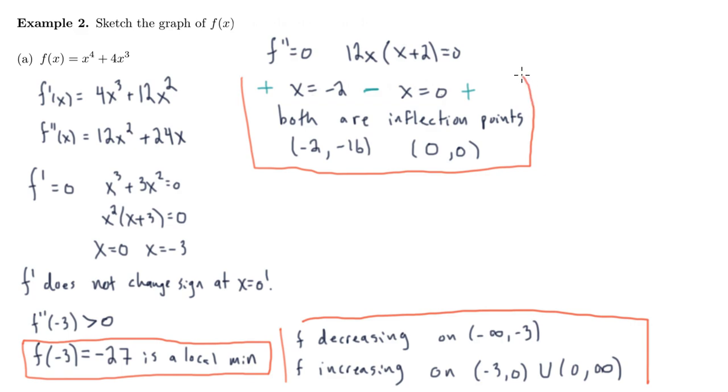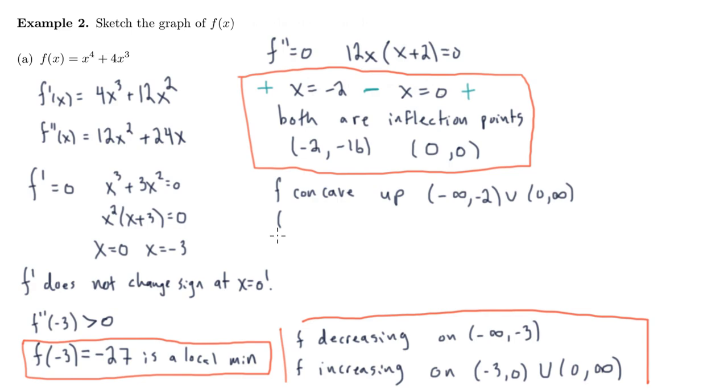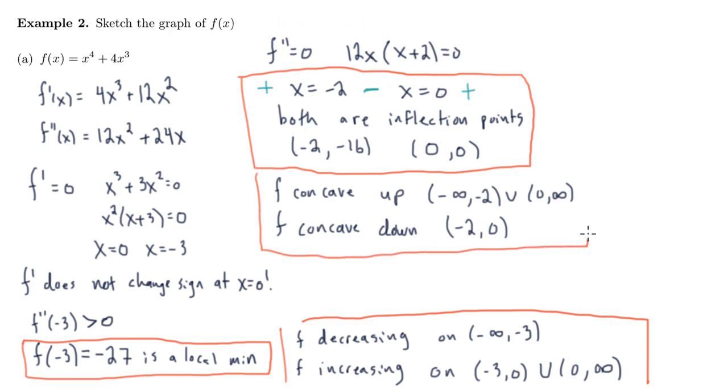And we've also determined the intervals for which f is concave up and concave down. So f is concave up from -infinity to -2, and then from 0 to infinity. And then f is concave down between -2 and 0, because the second derivative is negative. All right. So again, it's important to keep all of this information relatively organized.